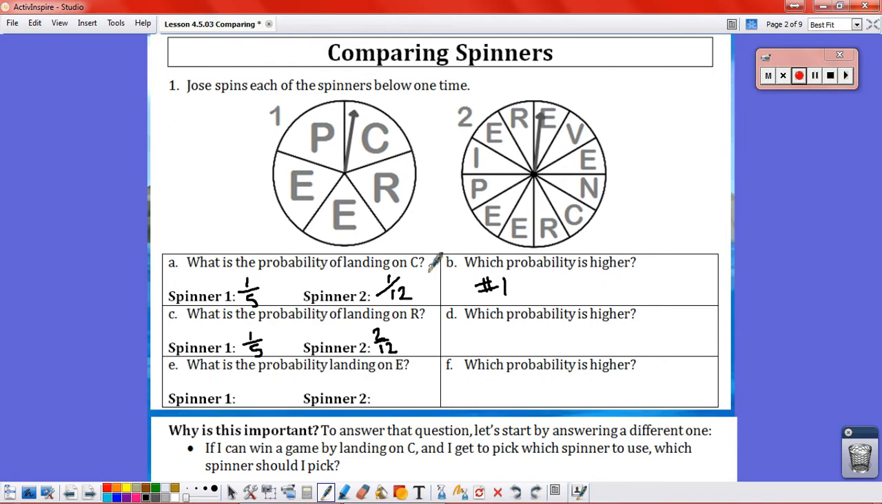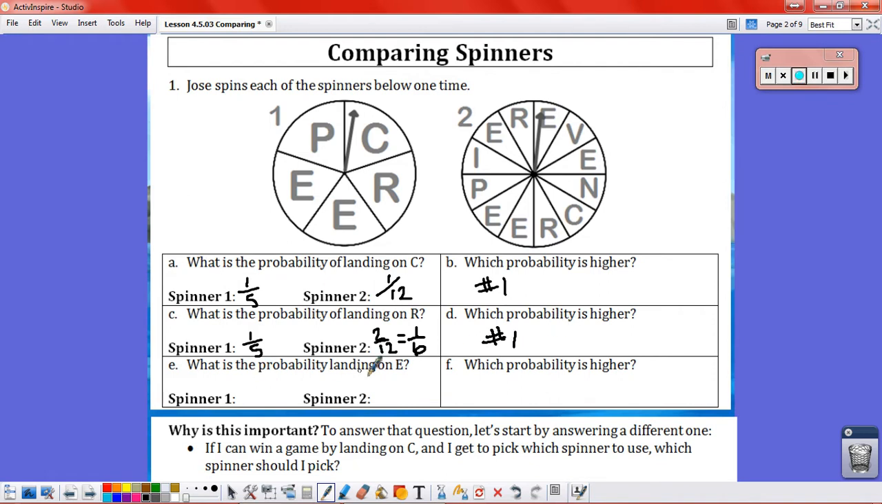But a more scientific way to do it would be to reduce this fraction, divide by 2. 2/12 is the same as saying 1/6, and sixths are smaller than fifths. They have to be, because if I wanted to fit 6 pieces on here, then I'd have to make all the pieces a little bit smaller. So fifths are bigger, so you have a better chance of getting the 1/5 than the 1/6. Spinner number 1.